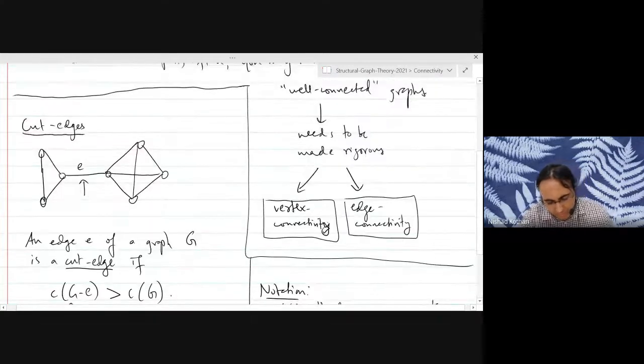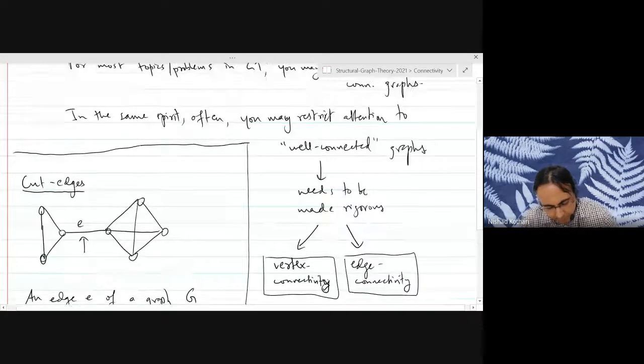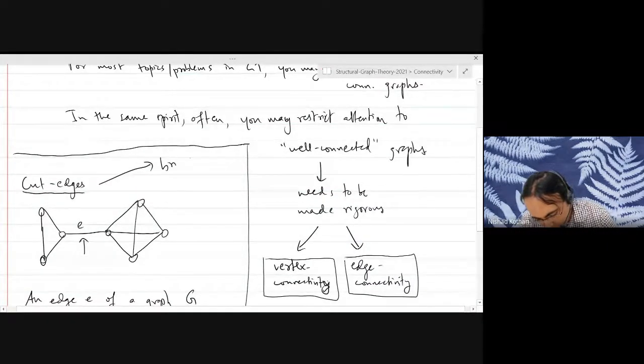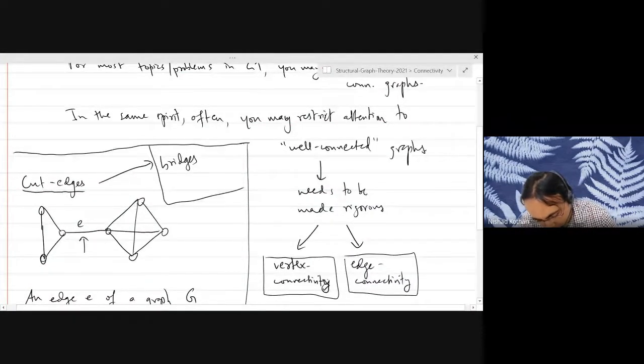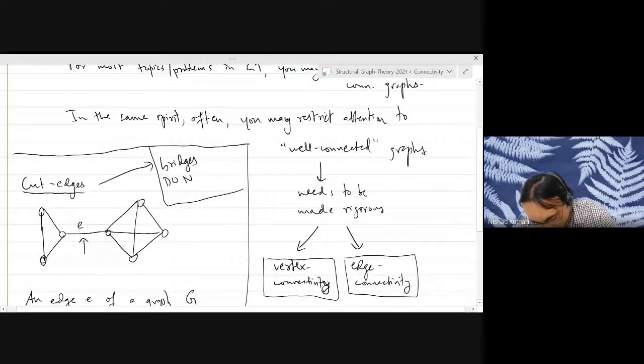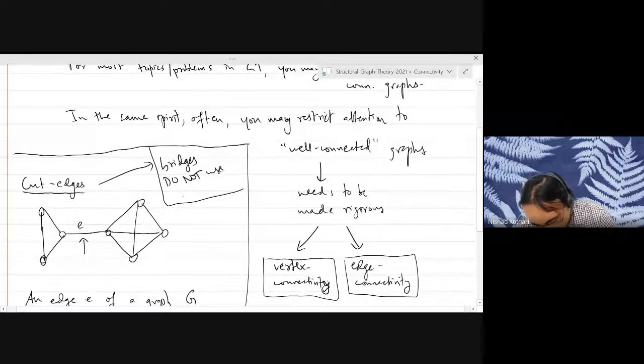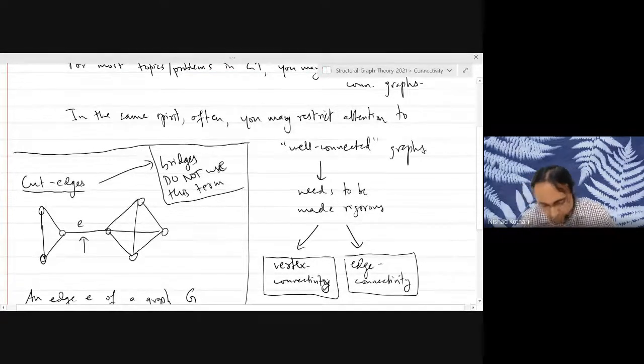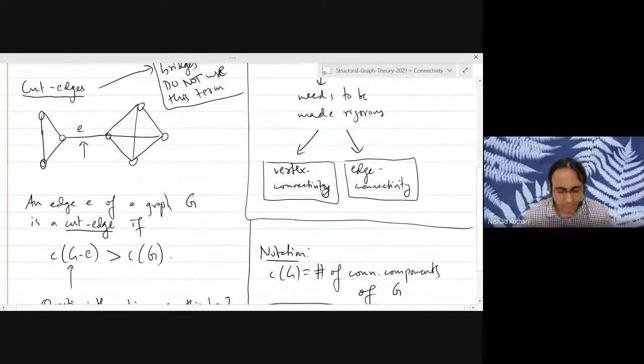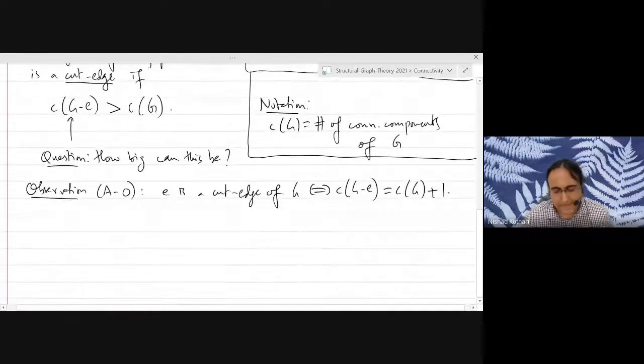Okay, so a common term in graph theory for cut edges is bridges, but we will not use that because we will use that for something else in this course. So please don't use this term for cut edges. Okay? Good. All right.